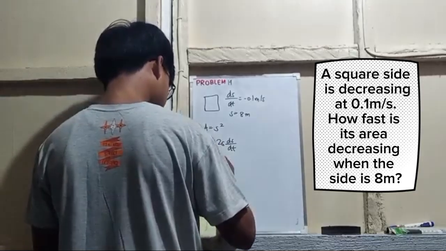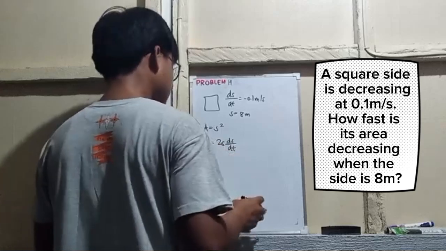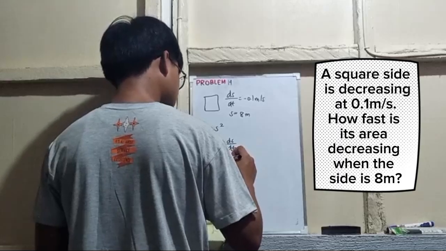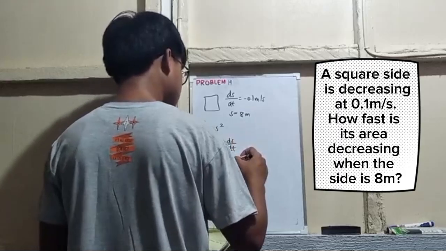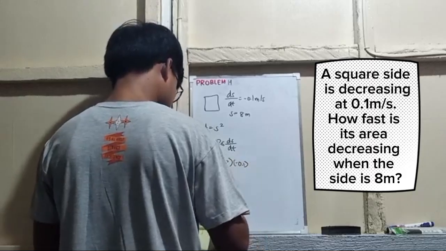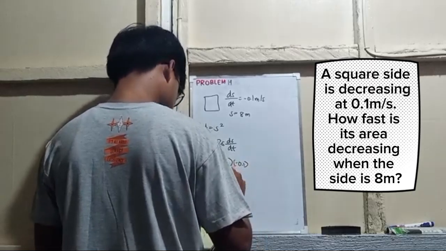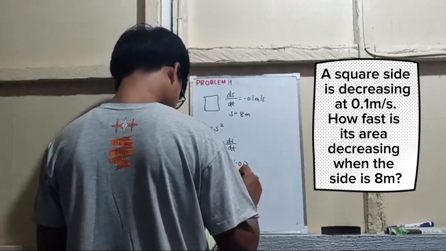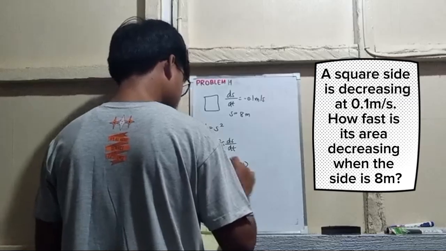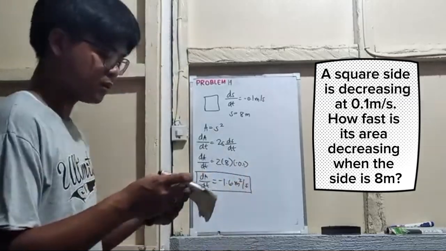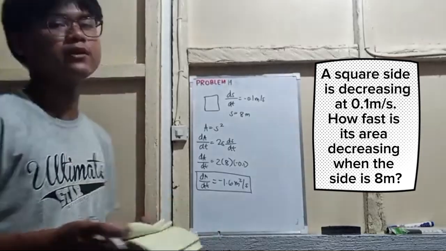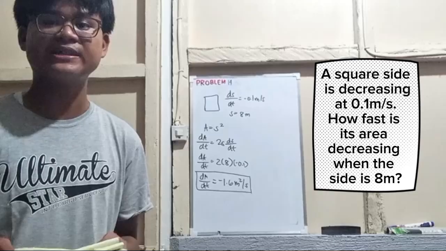So dA over dt is equal to 2. Then substitute the s as 8. Then our ds over dt is equal to negative 0.1. Then solve. We will get the value of negative 1.6 meters squared per second. So here is the final answer of the rate of area. So dA over dt is equal to negative 1.6 meters squared per second.